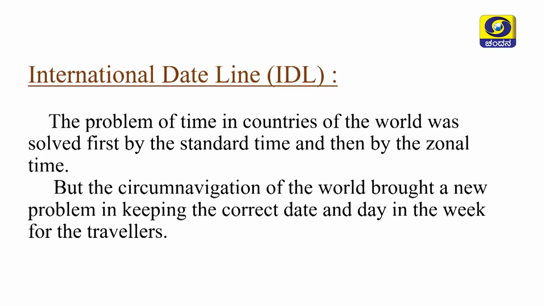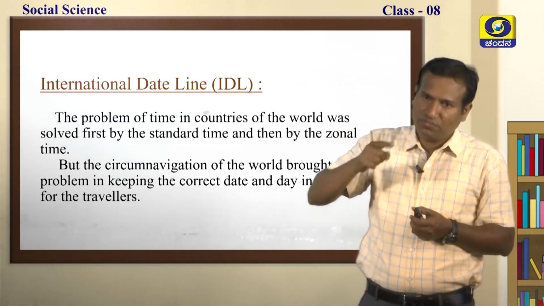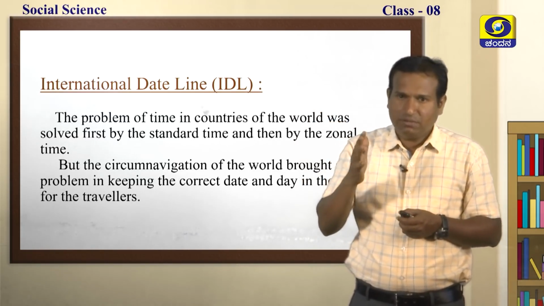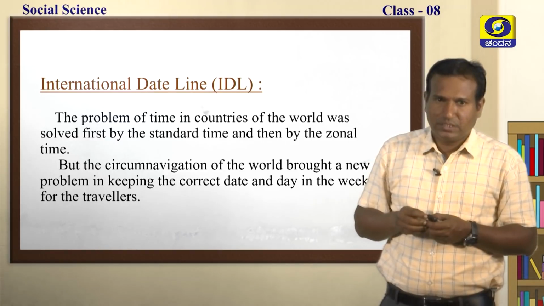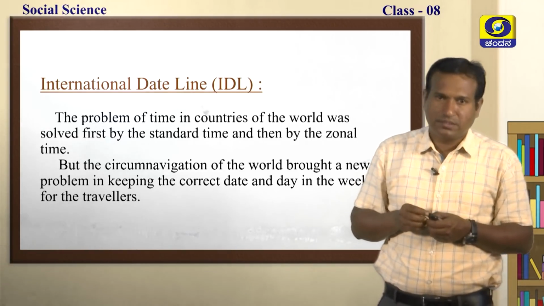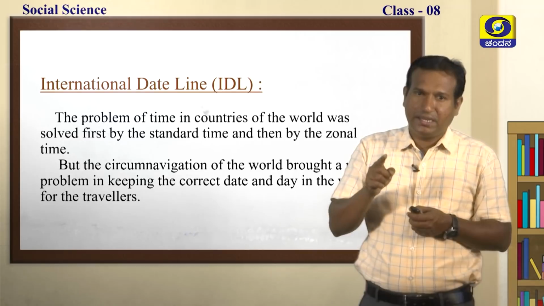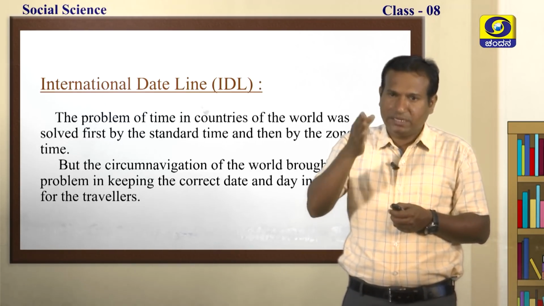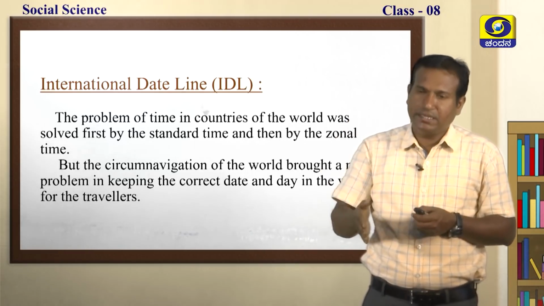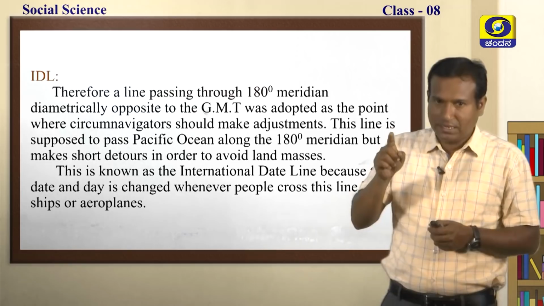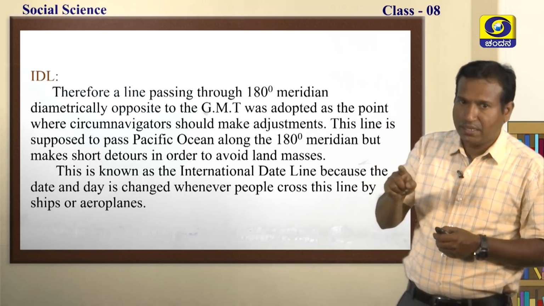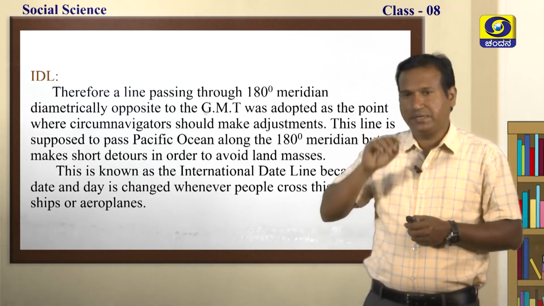Now, the international date line. When you travel to a far country, local time cannot be maintained. Standard time will not be suitable. A zonal time will not be adjusted. That is why we have maintained the international date line. The international date line is based on the Greenwich Meridian or Prime Meridian, and the day is changed whenever people cross this line by ship or aeroplane.